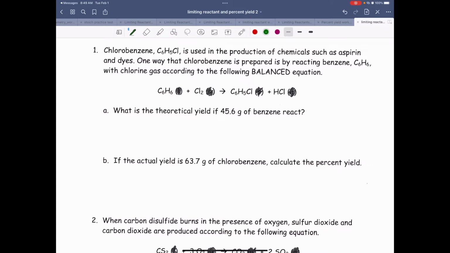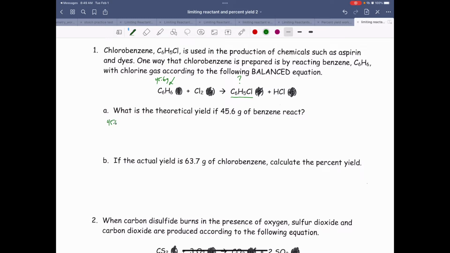So that's 45.6 grams of this stuff. And the point of this question is that you're trying to produce chlorobenzene. So you really have to get that from the question itself. So what is the theoretical yield of that? So let's just start doing some stoich.